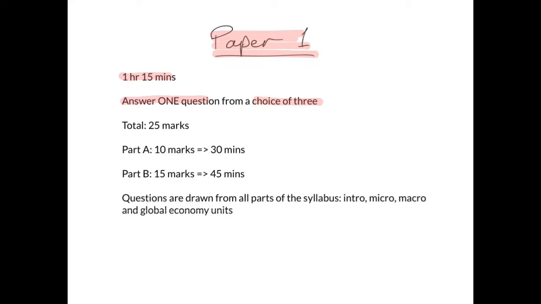The total for that question is 25 marks. That question has part A, which is 10 marks, and part B, which is 15 marks. If you do the math, you should aim to write your part A essay in 30 minutes and your part B essay in 45 minutes. Now, the questions are drawn from all parts of the syllabus: the intro unit, the microeconomics unit, the macroeconomics unit, and the global economy unit.